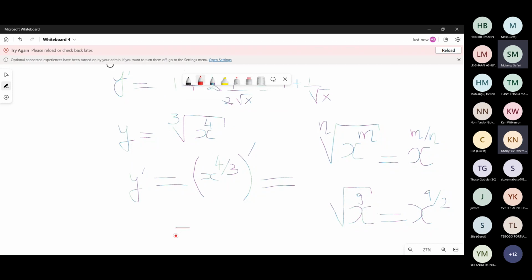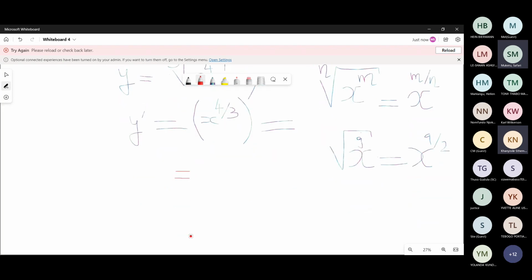If we come back to this, how do we now find this derivative? Anybody, please? Of course, this is a power. This exponent will come down: 4 over 3, multiplied by x to the power 1 over 3. Yes, thank you. 4 over 3 minus 1.